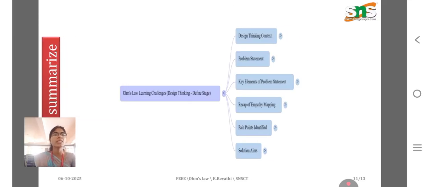So what are the challenges? Identifying the problem statement, recapping the empathy mapping and the pain points included in Ohm's law are the major things we have to consider while solving Ohm's law related problems. And applying the triangular law is the foremost thing to consider. Why? Because if we lack data or struggle with rearranging the data, it may lead to incorrect answers while applying Ohm's law.